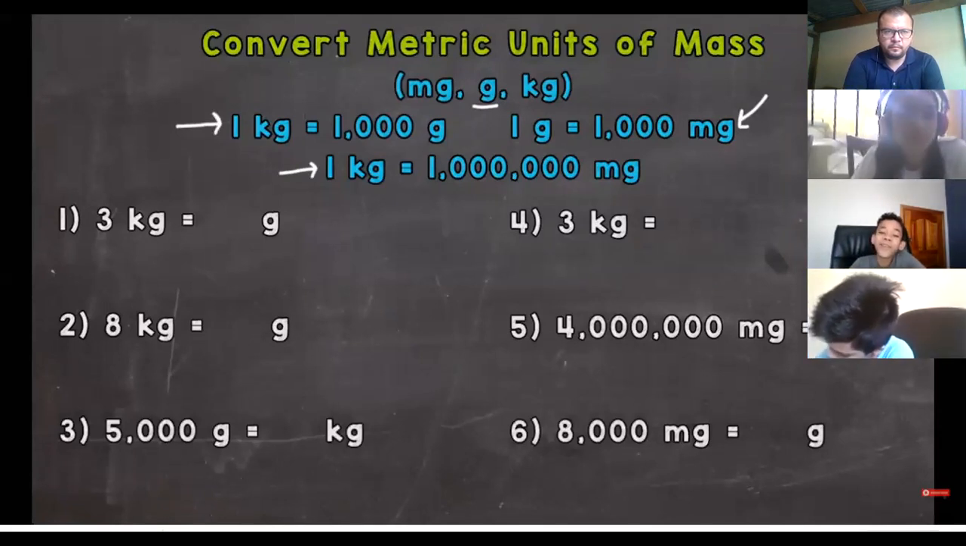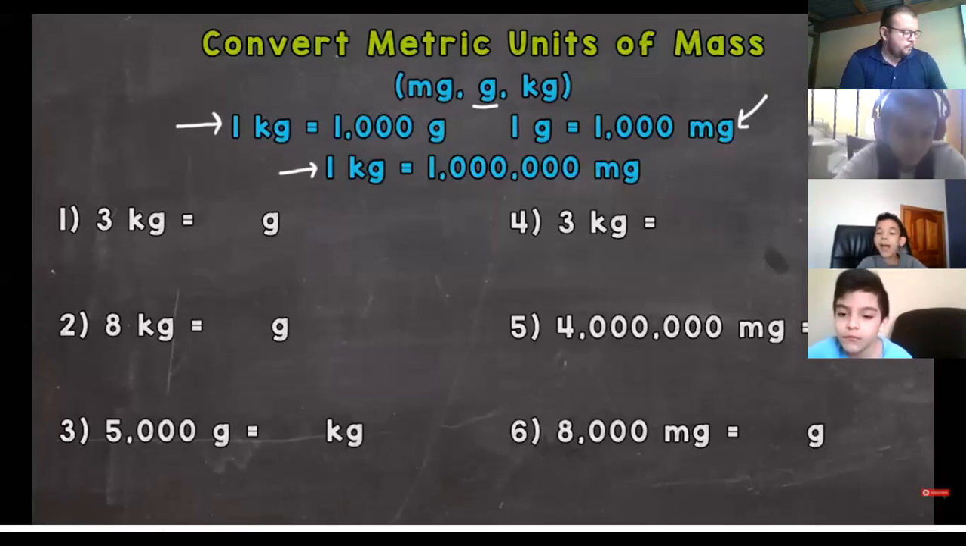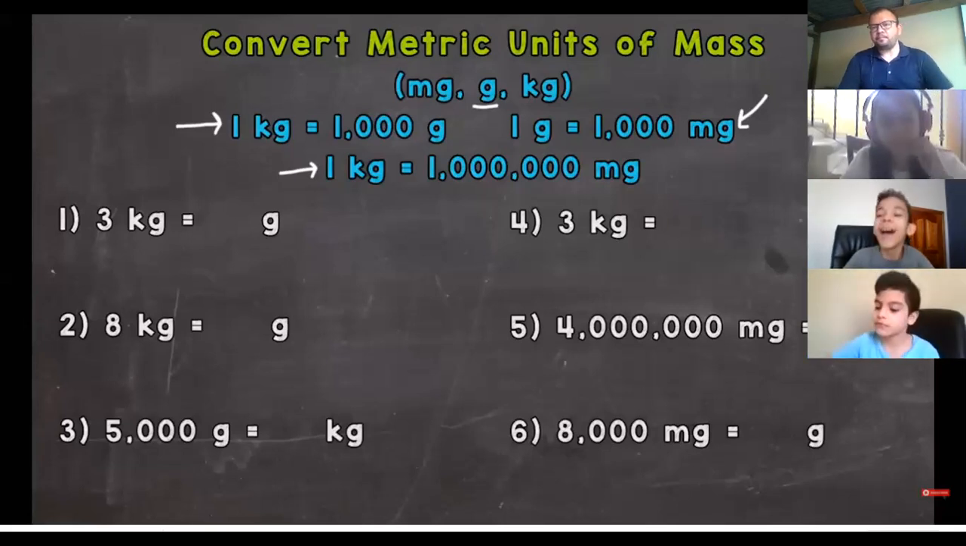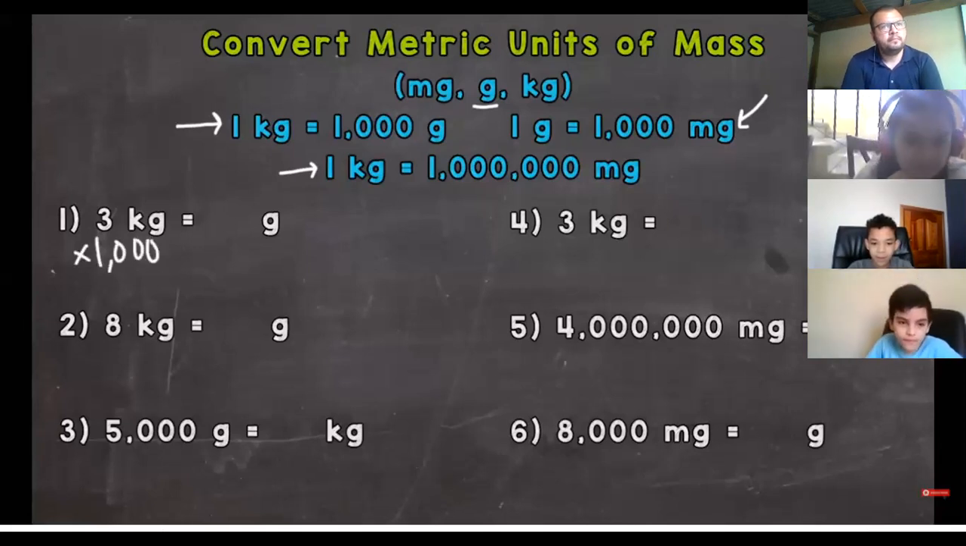Number one, 3 kilograms equals how many grams? Well, 1 kilogram equals 1,000 grams, but we have 3, so 1,000, 1,000, 1,000. So we can do 3 times 1,000 to give us how many grams that would equal, and that's going to give us 3,000 grams.